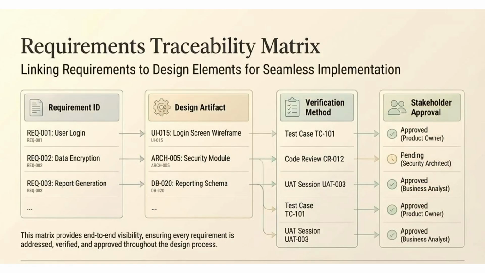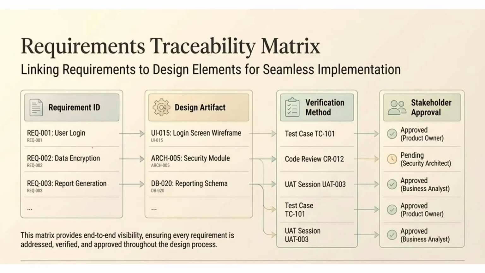Next is linking requirements to design. For seamless implementation, we can also use a requirements traceability matrix. We will take this as an example. We have certain requirements. For simplicity, we have considered everything as functional requirements. Functional requirement 1 is user login. Functional requirement 2 is data encryption. Functional requirement 3 is going to be report generation.